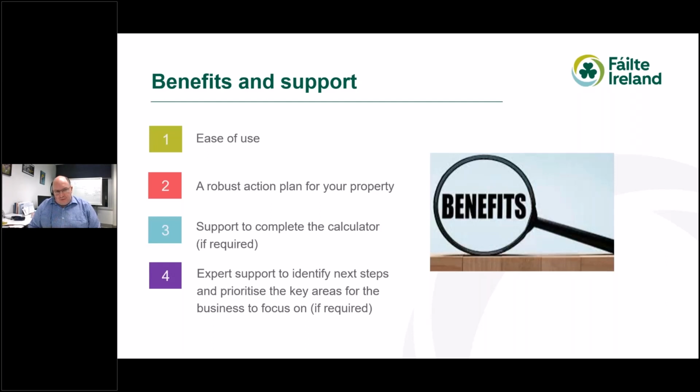And points 3 and 4 on the screen that you see at the moment, support's going to be available from Vulture to help you complete the calculator if you need that, and then support to help you along the way in terms of the next steps and actions that you take from that. So running through that again, an easy to use tool, a plan that's prepared, automated at the end of that tool that gives you some suggested actions you can take to reduce your footprint, and support's available to help you through that process and what you might do next from that.